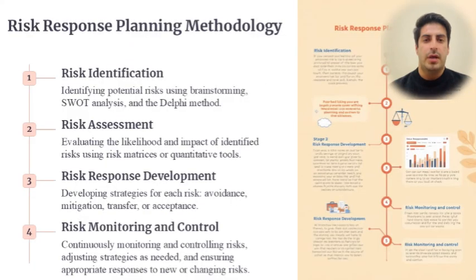Let's move on to the risk response planning methodology. Effective planning involves four critical steps. First one is risk identification. It is the foundation of effective risk management and ensures that all possible threats and opportunities are recognized early using techniques like brainstorming, SWOT analysis, and the Delphi method.